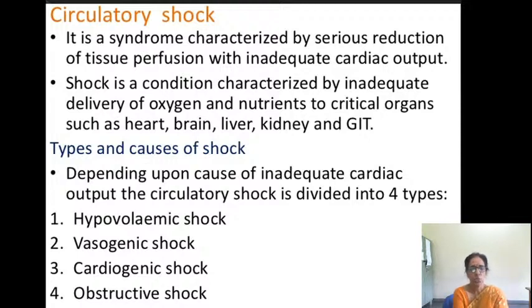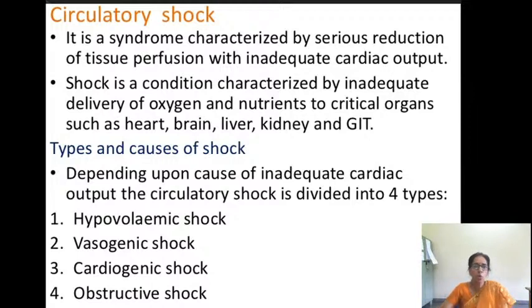Or in other words, shock is a condition characterized by inadequate delivery of oxygen and nutrients to critical organs such as heart, brain, liver, kidney and GIT. Because there is no nutrition to these important vital organs, that is shock. So depending upon the cause of inadequate cardiac output, the circulatory shock is divided into 4 types. So depending upon this, we can divide shock into 4 types.